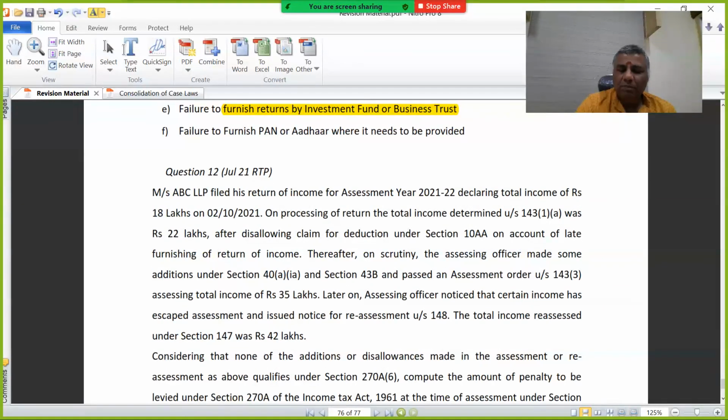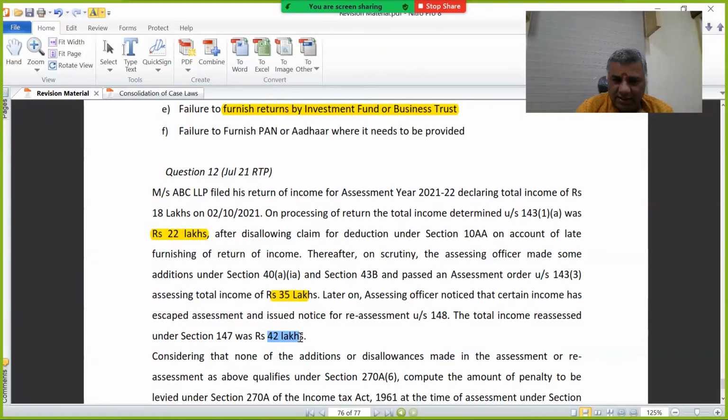So the last question is again 270A penalty, just like how we worked it now. This is in your RTP. ABC LLP, same question they have repeated. It filed its return declaring a total income of 18 lakhs. 143(1) is 22 lakhs after disallowing deduction under 10-day delay. It was an exam question, again repeated. RTP does it like that. On scrutiny, the income was increased to 35 lakhs.